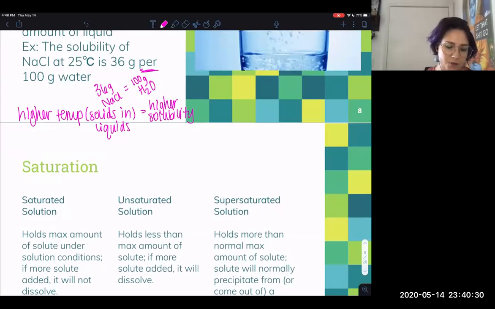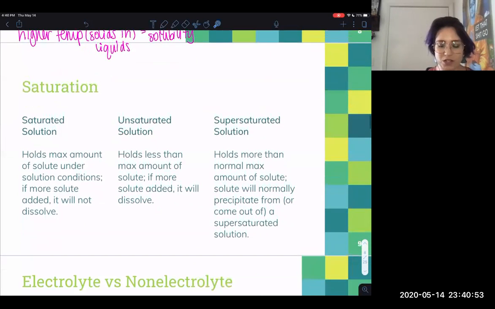if you had 36 grams of salt at this temperature and 100 grams of water, that's totally saturated. If I had 26 grams of salt, it would be unsaturated. And if I somehow was able to get 40 grams of salt in 100 grams of water, then it would be supersaturated if I cooled it to this temperature. So a supersaturated solution is kind of cool.